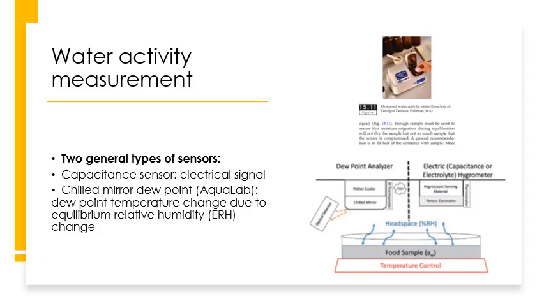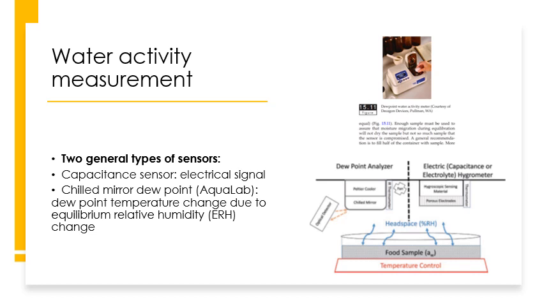Water activity can be measured. Here I'm just going to show you there are two different types of sensor. One is the capacitance sensor and the other one is the chilled mirror dew point. So these are some of the common methods used to measure water activity.